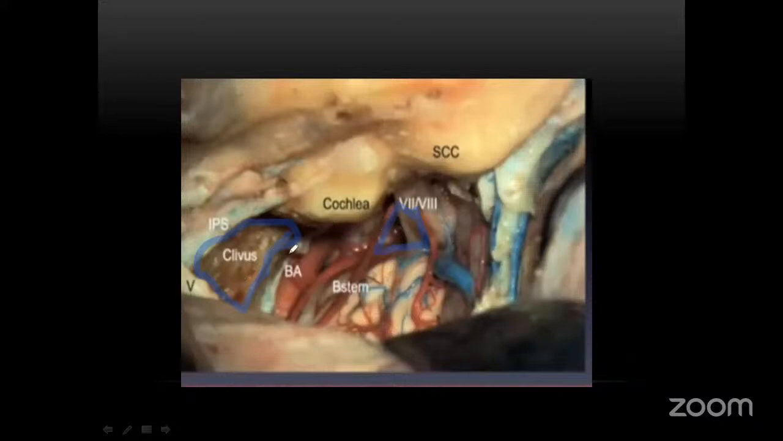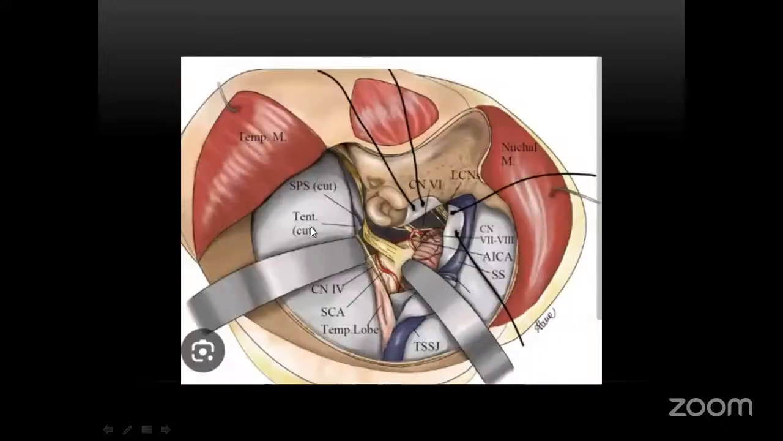If the lesion is at the level of the medulla, what will be our targeted area? If the lesion is at the level of medulla, what will be our target?